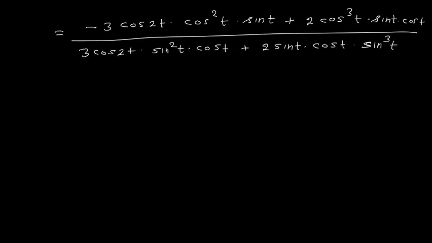Now let us see what we can take common. In the numerator, sin t we can take common, and cos square t also we can take common. So let us take sin t into cos square t common. Here inside, what is remaining? We have minus 3 cos 2t, since sin t into cos square t has been taken common, plus 2 times cos t, and cos square t is gone, so we have 2 cos square t.